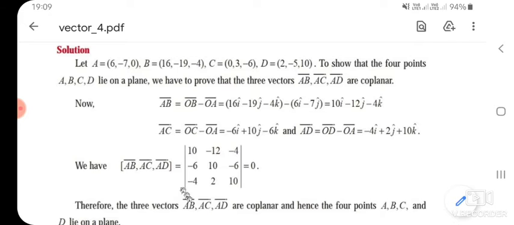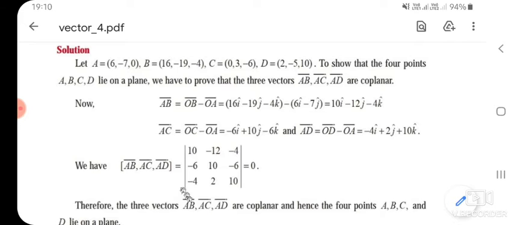Now, if the scalar triple product is 0, it shows that all the three vectors are coplanar, or all the vectors lie in the same plane. That we have to show. We have three vectors, vector AB, vector AC and vector AD, which is equal to the determinant of 10, minus 12, minus 4; minus 6, 10, minus 6; minus 4, 2, 10.